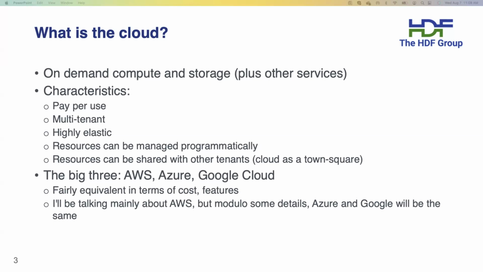Secondly, it's multi-tenant. So when you are connected to let's say an Amazon EC2 instance, there are quite possibly other customers on that same machine as you. And that can have effects on your performance and I/O throughput and such. But it's a cost-effective way for these companies to service many different customers. Thirdly, it's highly elastic.